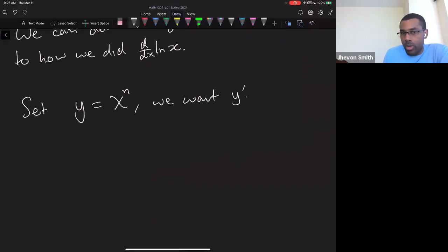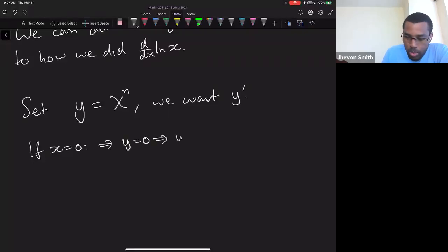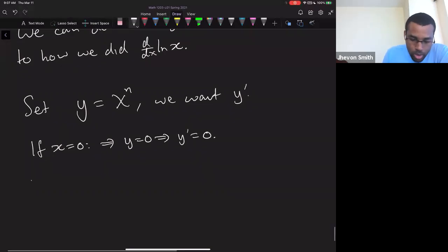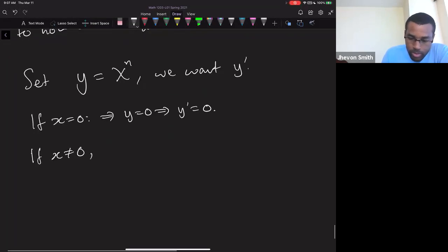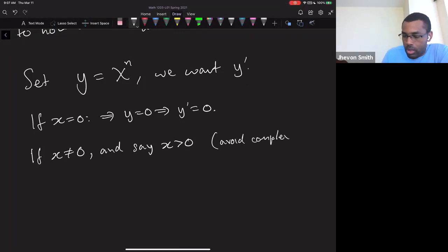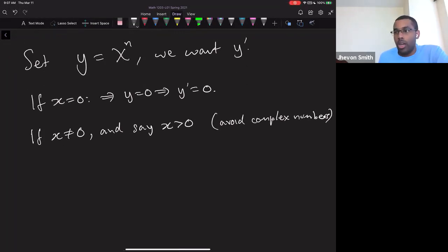Now, clearly, we can get some easy low-hanging fruit here. Of course, if x equals 0, then y equals 0, which means that y prime is 0. Okay, that's cool. So now, if x is not 0, and say x is positive, and again, we want to avoid complex numbers, this means we can actually do something that's really nice.